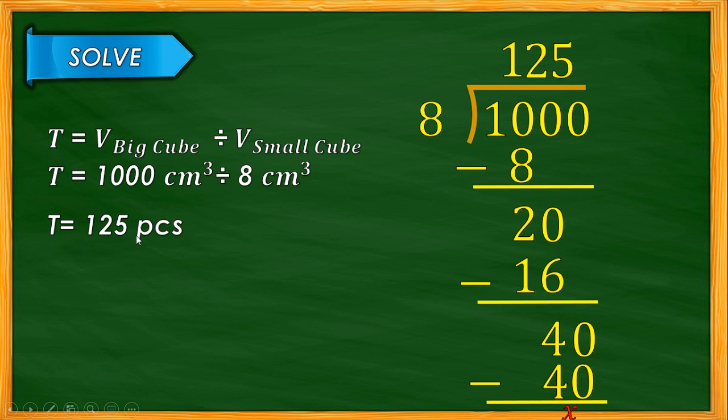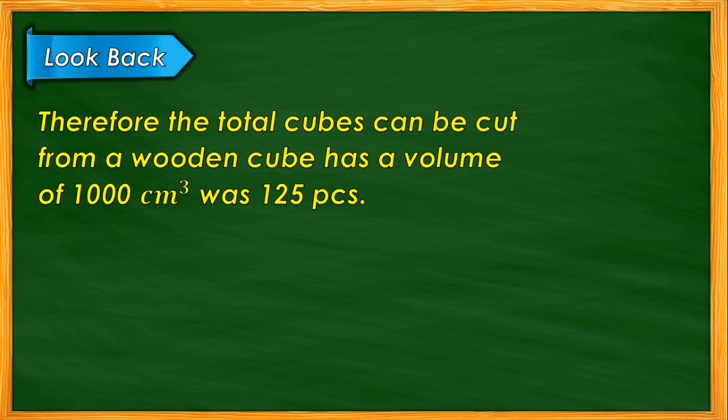So therefore, the answer is T is equal to 125 pieces. So therefore, the total cubes that can be cut from a wooden cube that has a volume of 1000 cubic centimeter was 125 pieces.